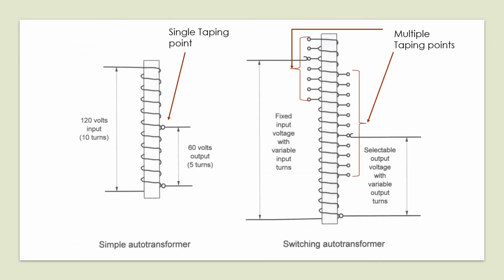A transformer can also be arranged as an auto transformer. On this transformer, a single primary wire is wound on a soft iron core. The primary wire is tapped at various points to simulate step down. By reversing the connections, you can use this as a step-up transformer also. By having several tapping points, you can have what is called a switching transformer.